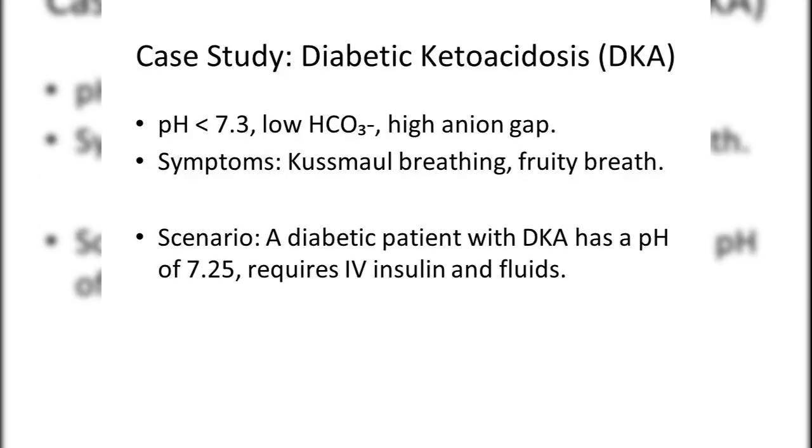In diabetic ketoacidosis, the pH is less than 7.3, HCO3 is low, and there is a high anion gap. Symptoms include Kussmaul breathing and fruity breath. A diabetic patient with DKA might have a pH of 7.25 and require IV insulin and fluids.